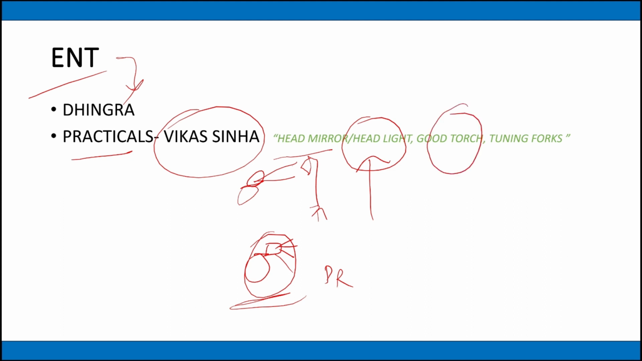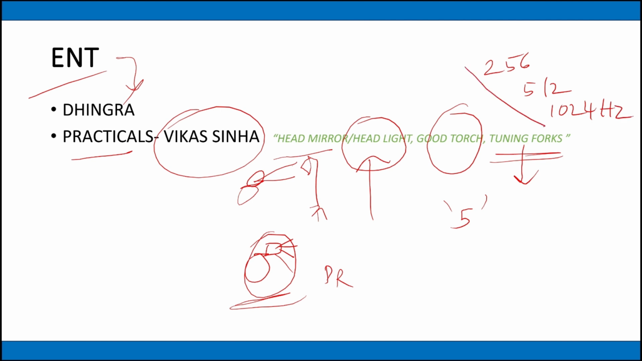You need to buy a good torch and a set of tuning forks. I think if you buy a set, you will be getting a set of 5 tuning forks. But otherwise you can buy 256, 512 or 1024 Hz. These are the ones which are most commonly used.